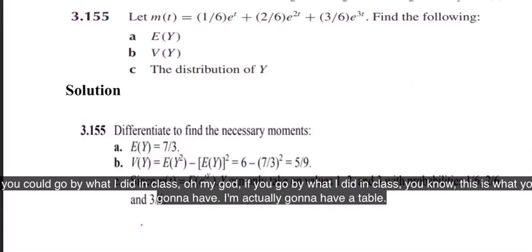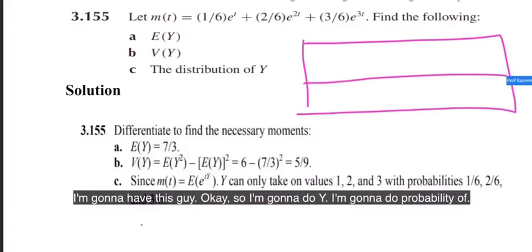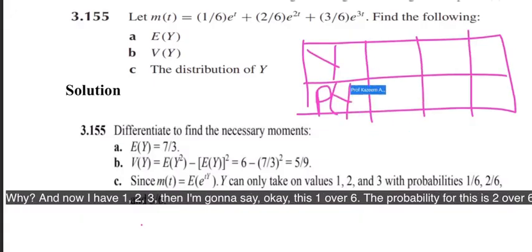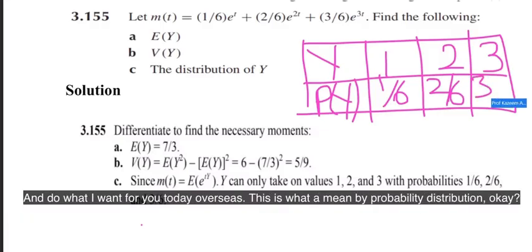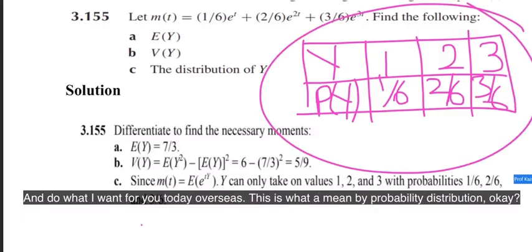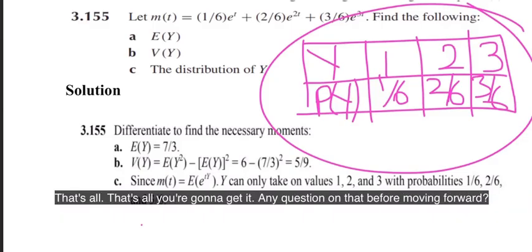I'm going to have a table. I'm going to do y, and the probability of y. And now I have 1, 2, 3. Then I'm going to say this is 1 over 6, the probability for this is 2 over 6, and the other one is 3 over 6. This is what they mean by probability distribution. And that's all. That's how you're going to get that.